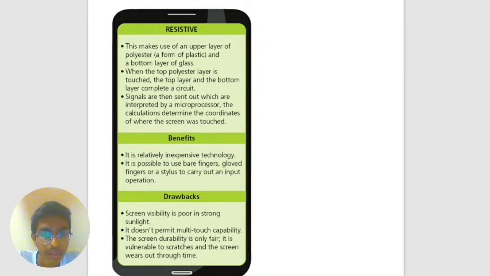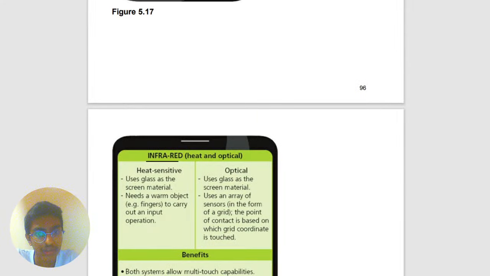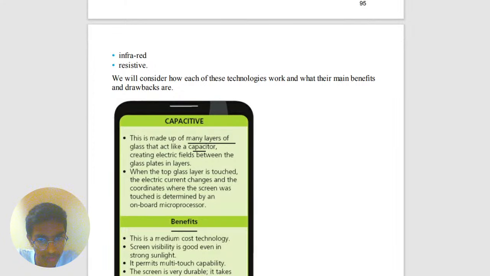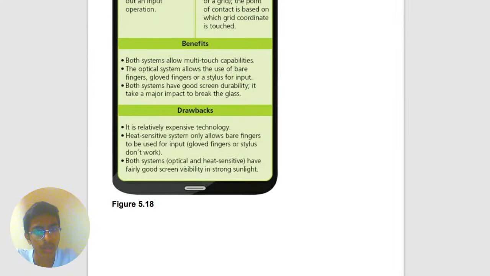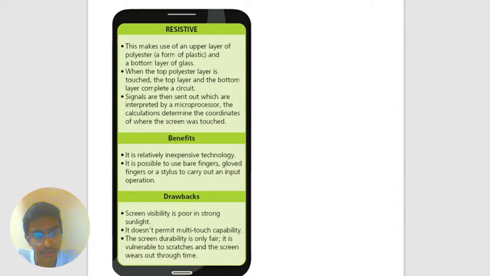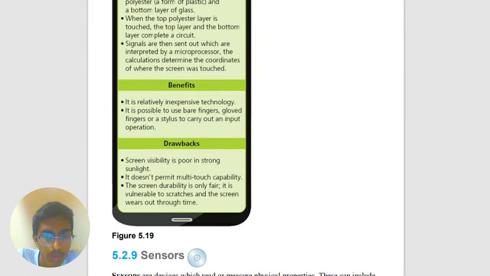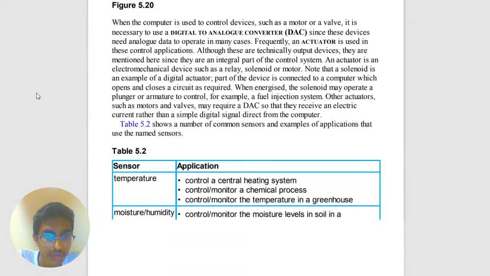The benefits, let's move on there. It is relatively inexpensive. And so the only thing that's expensive is the infrared, I believe. Yeah, that's the only one that's expensive. The other one, resistive, is not expensive. You can use bare hands, gloves, and the drawbacks is that screen visibility is poor and it does not permit multi-touch capability. Let's move on to sensors.